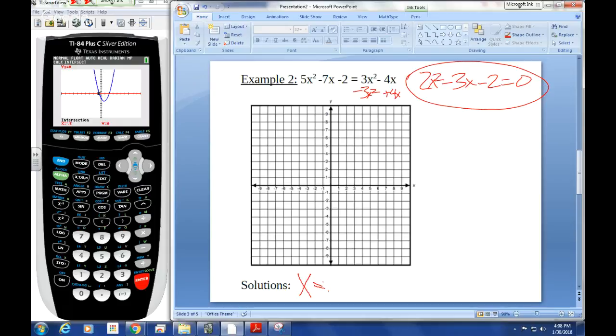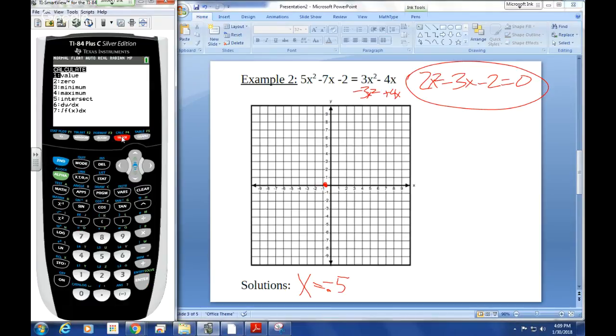X equals negative 0.5. We can also mark that right here on our graph. That's a little off on here, but you can make it a little more precise on your paper. And then we want to do that again. So we go to second, calc 5.